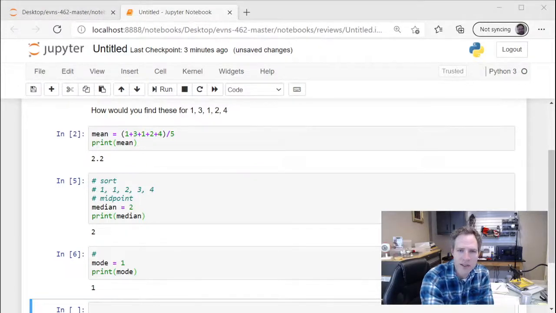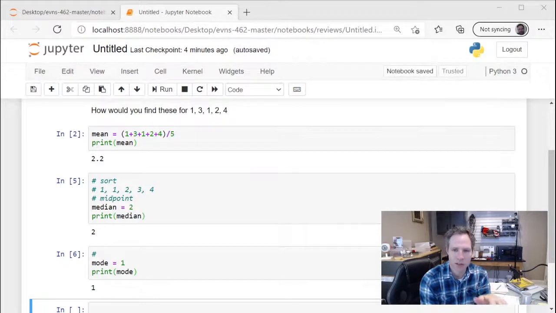You know, so this is a simple example, and I will say this as clearly as I can. If I give you a data set, just raw values, I will expect you to be able to calculate the mean, median, and mode of that data set. Okay, so that's coming.